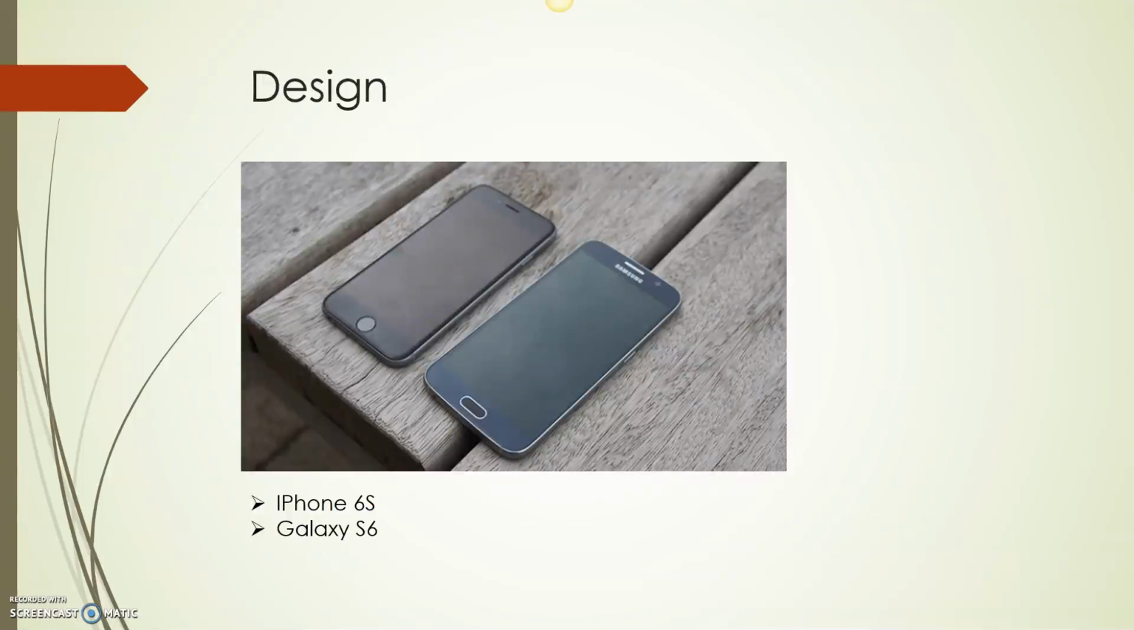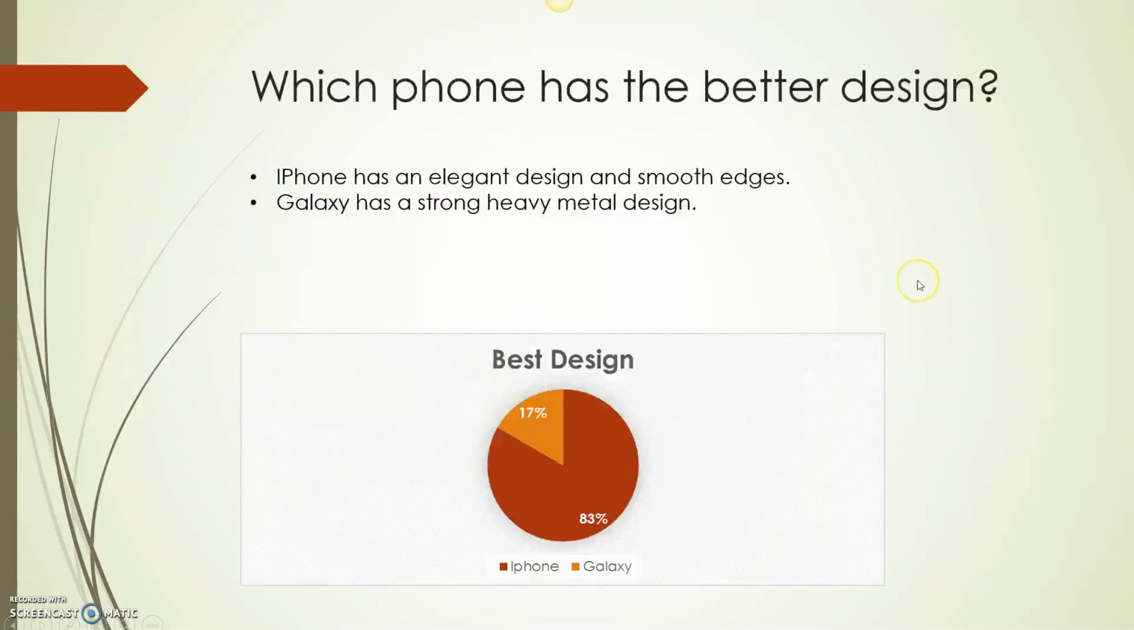The two mobile phones I've been talking about are the iPhone 6S and Galaxy S6. Here's an image showing the design. As we can see, the iPhone has smooth edges and an elegant design as well. Samsung looks a bit more solid in design.